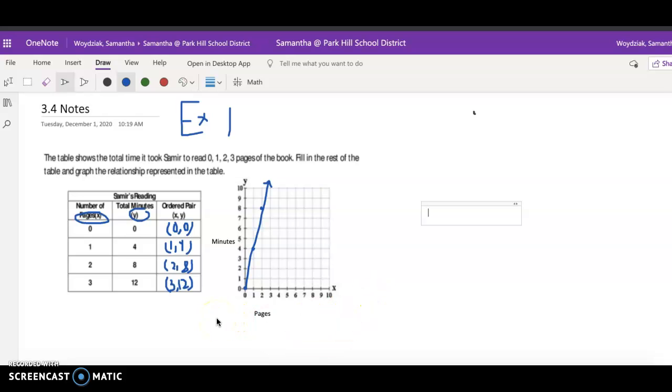Even if your table, which most of the time it doesn't, doesn't have right here this ordered pair column, I would recommend writing them off to the side so that you can make sure you have your X and the Y in the same place. The biggest thing is remembering when we graph that we go over on the X-axis before we go up on the Y-axis.